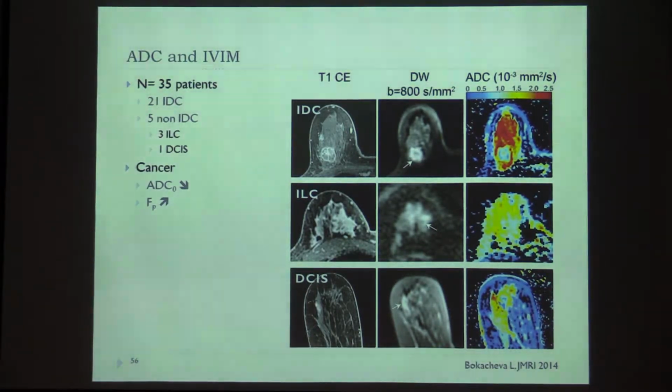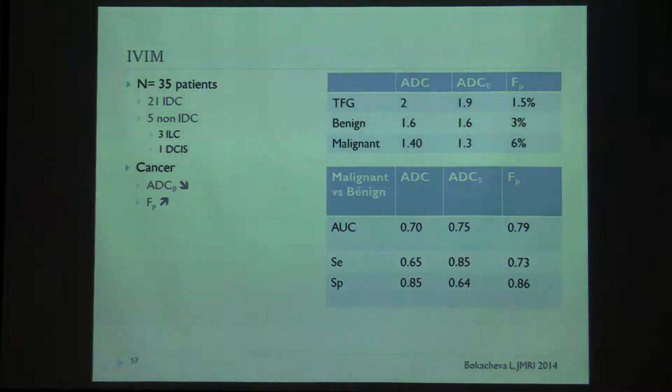So there are some new studies that try to take into account perfusion, and this is one example here, and they show that the theory is true. So in these studies they found that in cancer ADC was lower than in benign tissue and perfusion was higher. This is what you can see here with the same study.